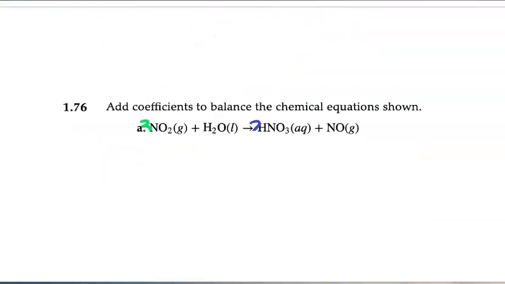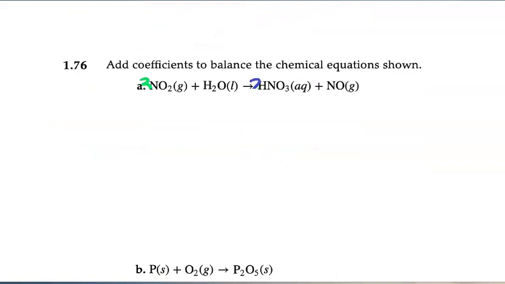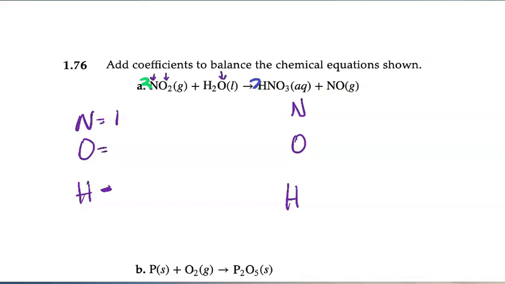All right, they get a little more complicated. Do the same thing. Nitrogen, oxygen, hydrogen. We only have 3 elements. So let's look in our reactants and see what we have. We have 1 nitrogen right there. Now be careful of your oxygen. We have 2 here and we have 1 here. So 2 plus 1 gives us 3.